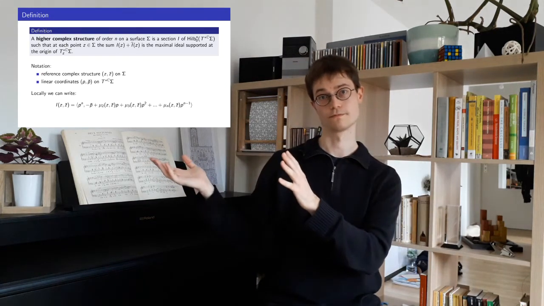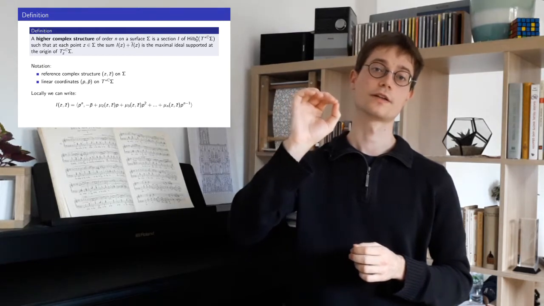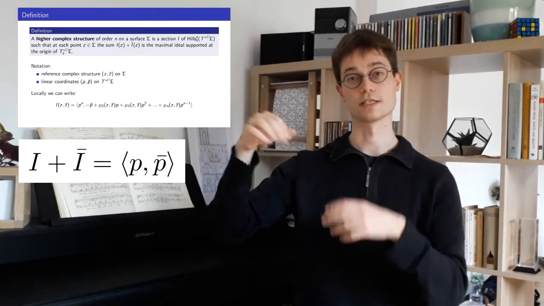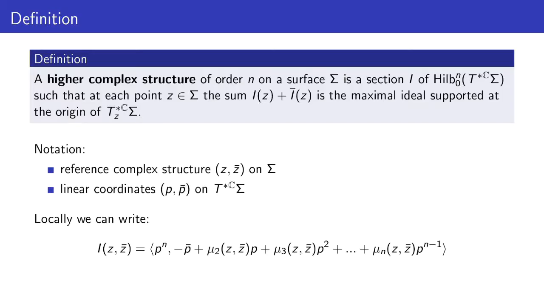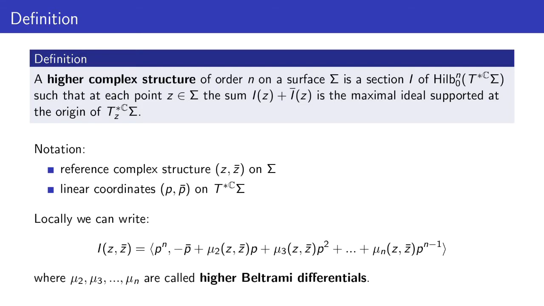written in this form. But in fact, the condition that I plus I bar is this maximal ideal, which now we can write as the ideal generated by p and p bar, this condition assures that we are in the generic case. We are in the big chart of the Hilbert scheme. So at every point, we can write our ideal under this form. And the coefficients of this Lagrange interpolation polynomial, we call them higher Beltrami differentials. Because for n equals 2, there will be only one, the mu2, and this mu2 is in the literature known as the Beltrami differential.